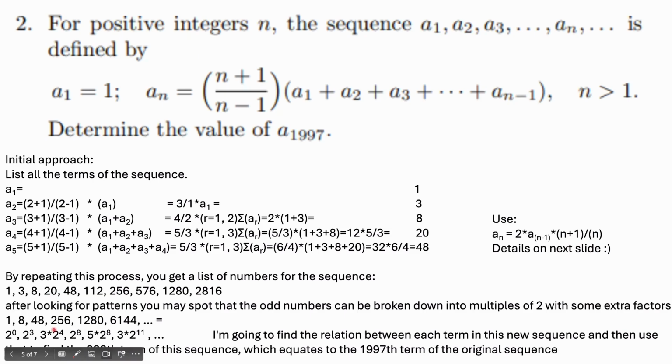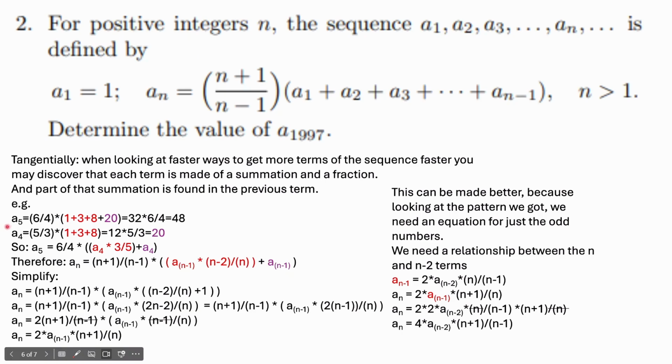I was looking at the odd terms because the number they want us to find, the term of the sequence they want us to find, is 1997, and that's an odd number. So I was thinking if I can find some sort of nth term rule for this sequence, I can find the value of this odd term of the sequence.